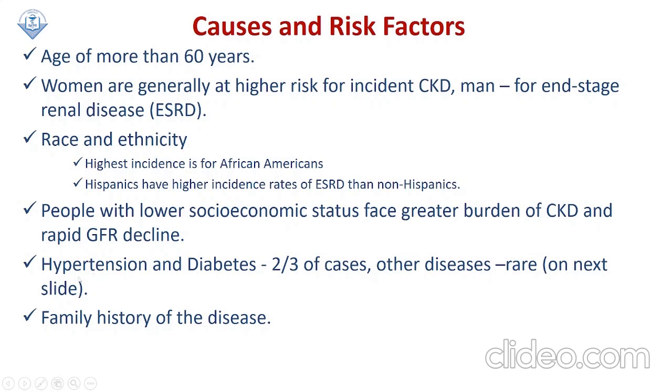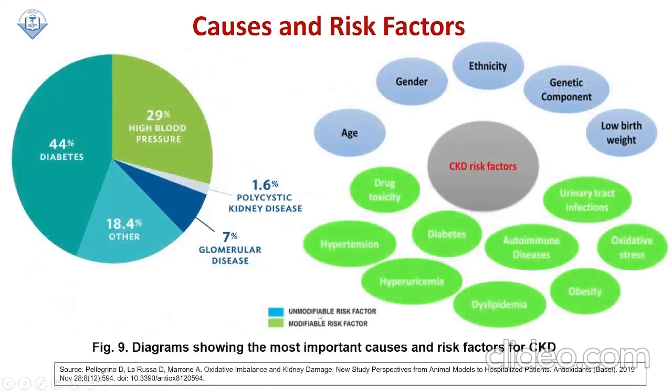Then diseases which predispose are hypertension and diabetes mellitus. They cause most cases of chronic kidney disease, whereas other diseases are rare. And of course, family history of the disease is one more risk factor. Have a look at this scheme showing the role of diseases.